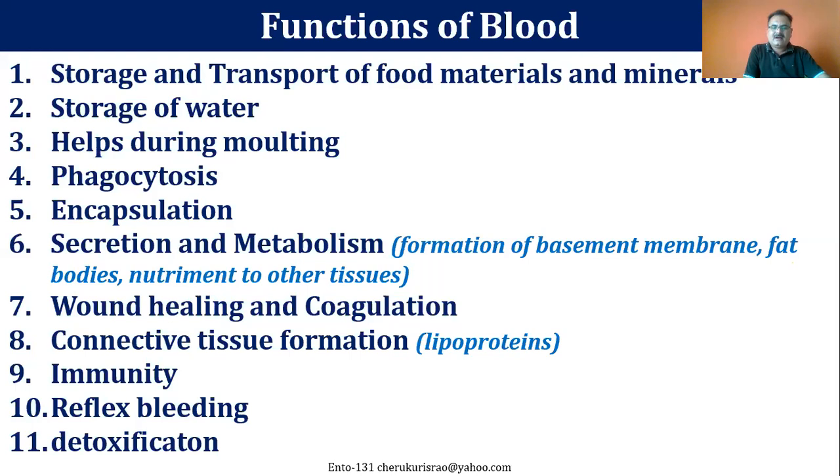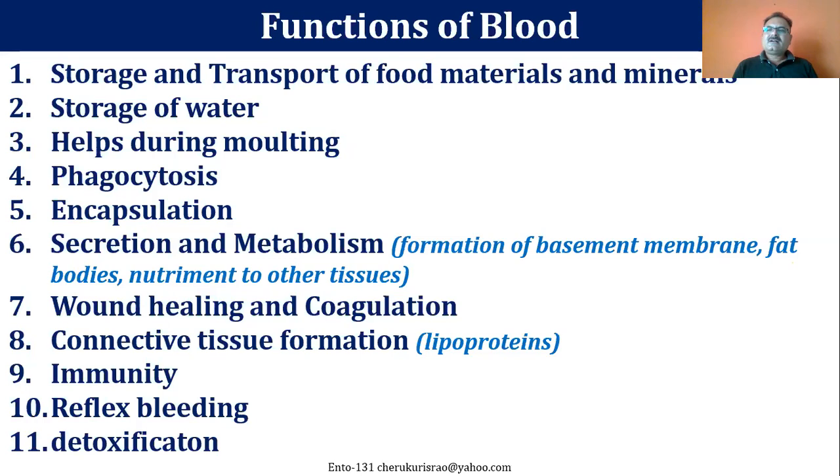And also these blood cells play a very important role in detoxification as well. And in some insects, they have a defense mechanism through reflex bleeding. They spill the blood outside so that the enemies get away. Enemies will think, yeah, something bad is happening. That's how these insects have protection from the enemies through this mechanism.